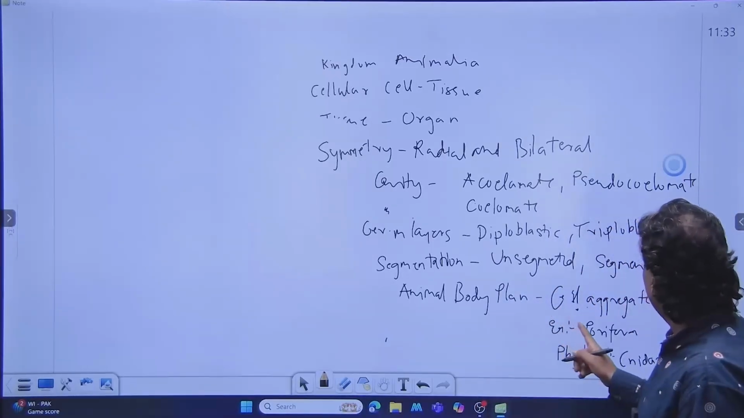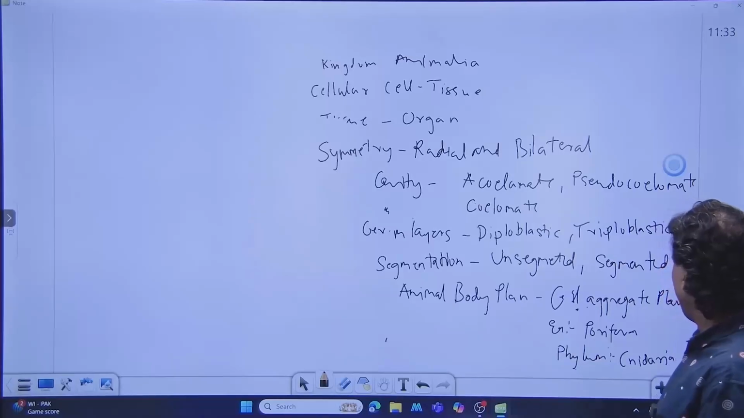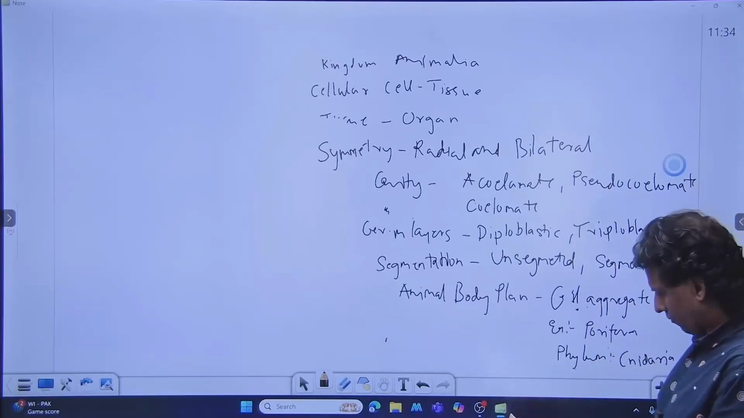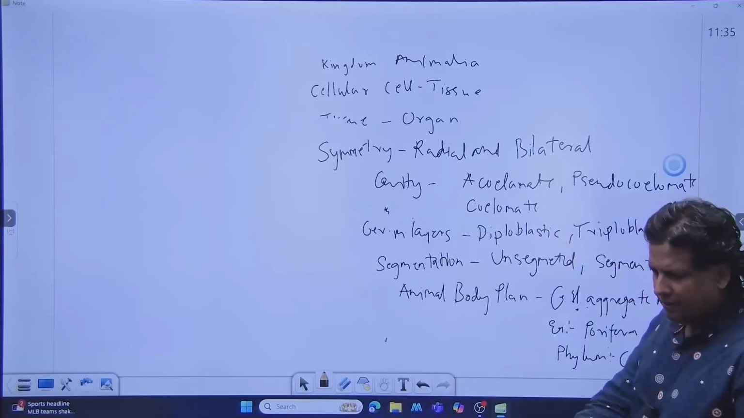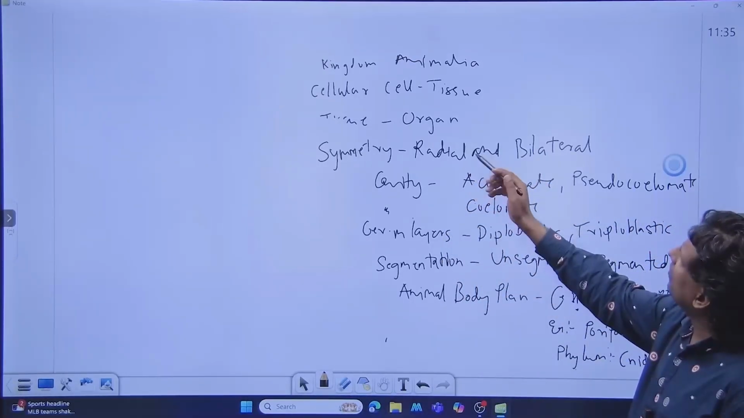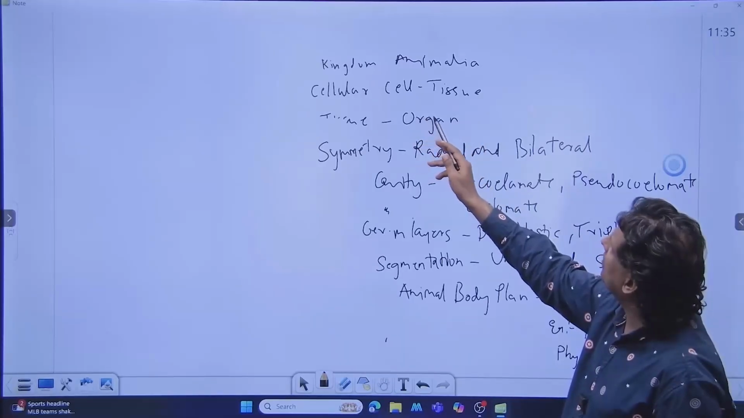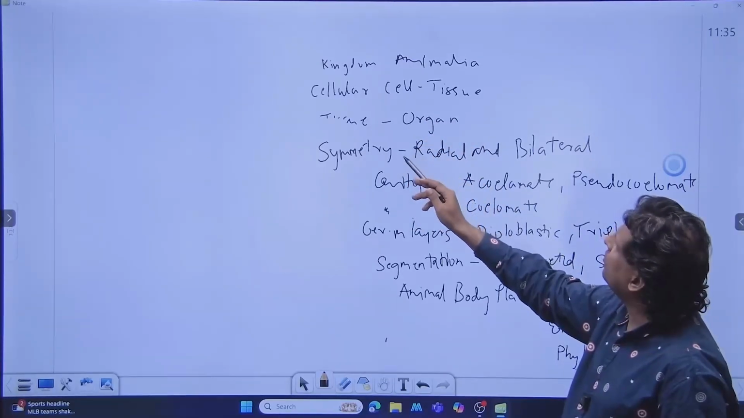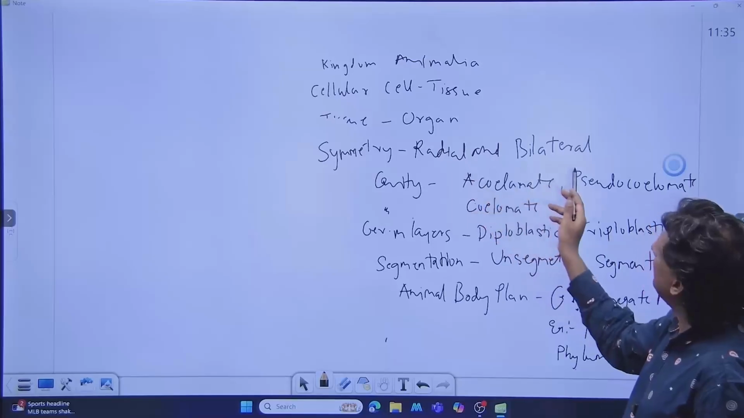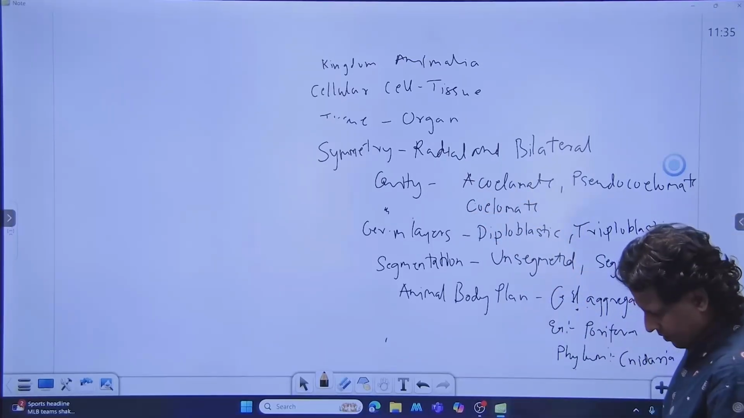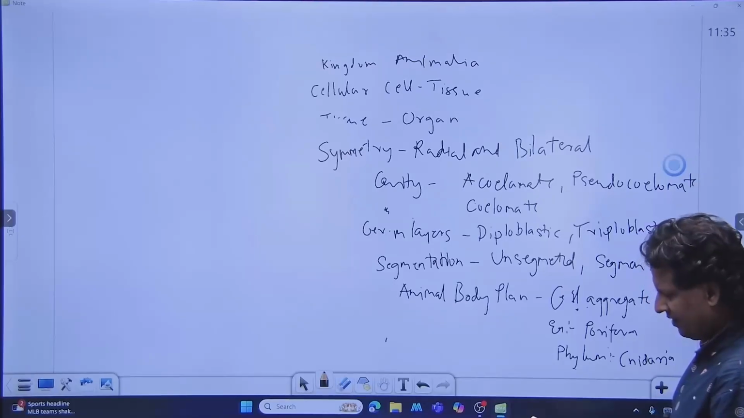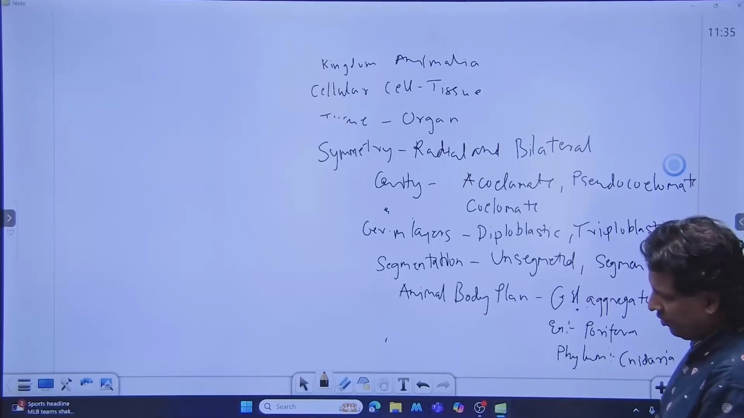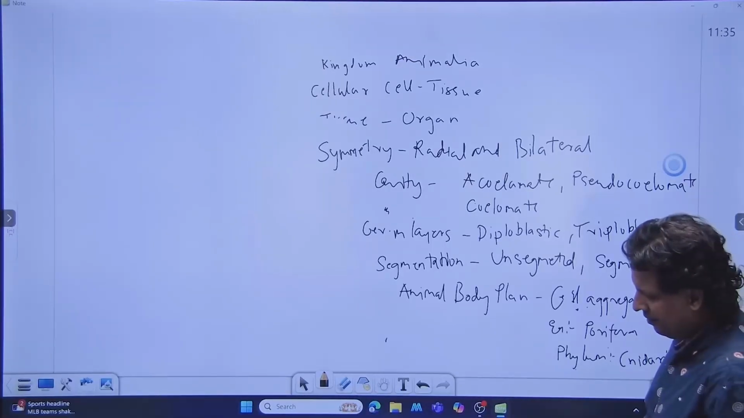Animal body plan, okay, Porifera. See this, I have written it, you just see the textbook also. You understood this, Kingdom Animalia chapter, cells form tissue, tissue forms organ. Symmetry, radial and bilateral. See in the textbook. Then there is cell aggregate plan, blind sac body plan, tube within tube body plan.